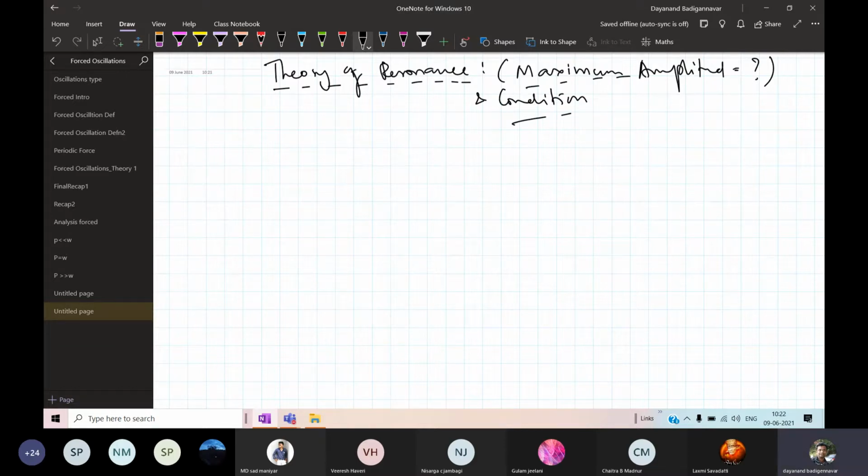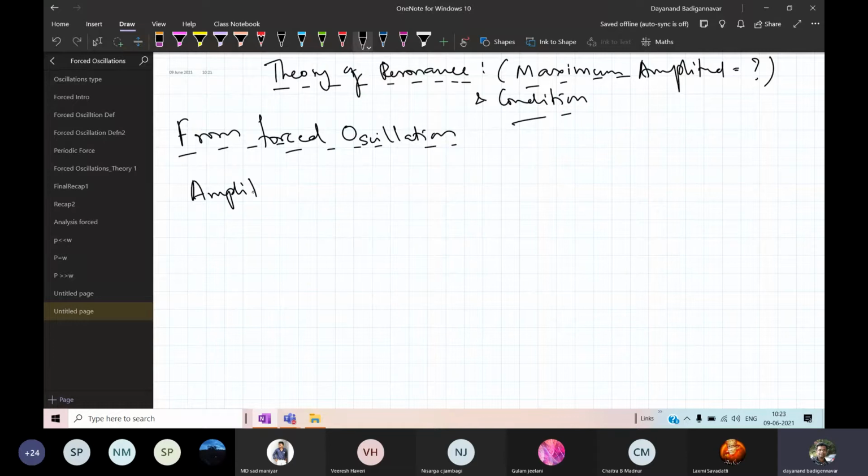Okay. Now we know that from forced oscillation, you have already learned the theory. I get an equation for amplitude. What is the amplitude equation? Amplitude A is equal to F divided by root of (omega square minus P square) whole square plus 4b square P square.